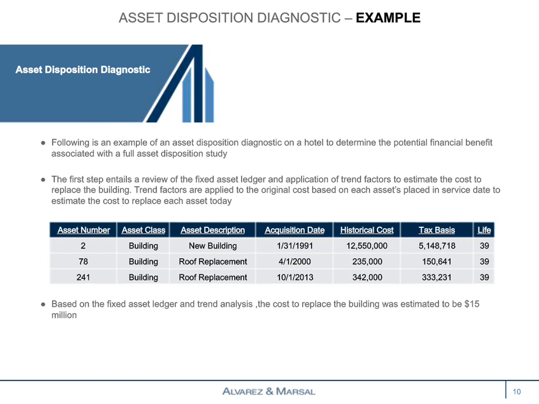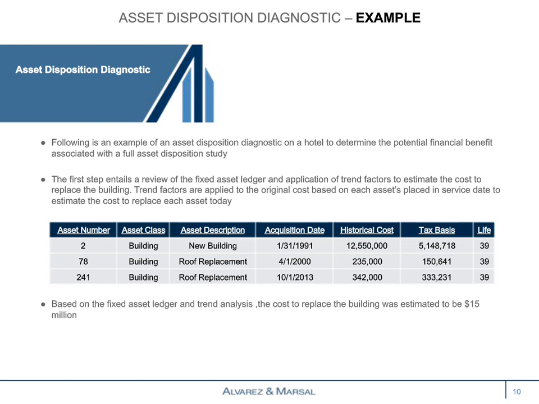Well, the first step entails a review of the fixed asset ledger, an application of trend factors to estimate the cost to replace the building. Now, the trend factors are applied to the original cost basis on the ledger, based upon their in-service date, and right here you've got a very pared-down example of a fixed asset listing. So you would apply the trend factor to this $12.550 million cost number at the acquisition date of 1991, and trend that cost to today's dollars. It could be $12 million, it could be $14 million, it could be $20 million. And several reliable trend sources that we utilize are Marshall Valuation Services. They provide cost construction indices, as well as the Bureau of Labor Statistics, their producer price index. Both are very reliable sources for trending information.